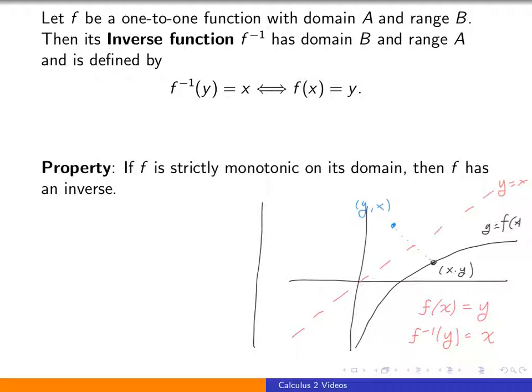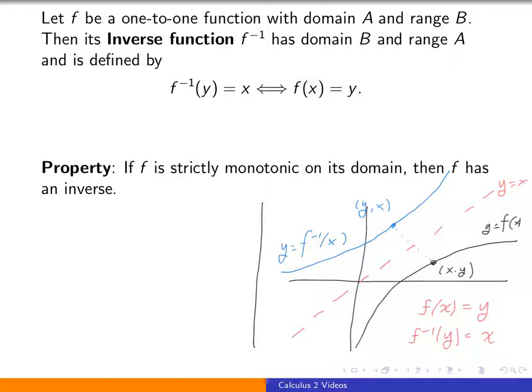So in this case, if we were to complete the graph, y equals f inverse would look something like this. So in blue would be y equals f inverse of x. So just a nice graphical perspective to keep in mind. The relationship between the graphs of a function and its inverse is that they are reflections about the line y equals x.